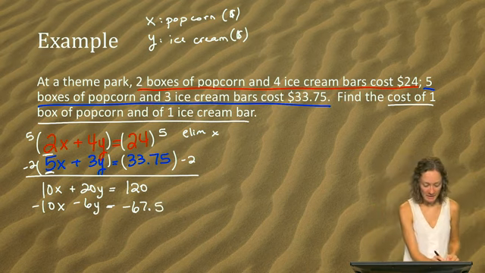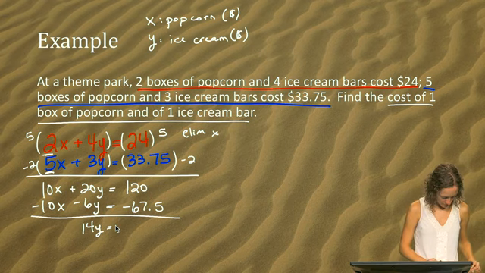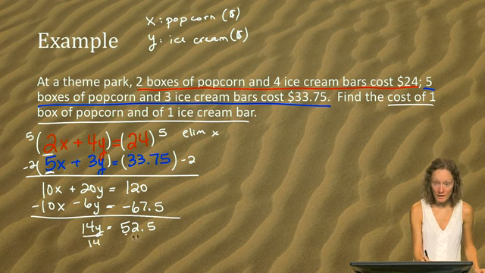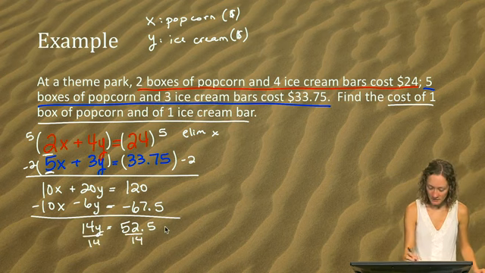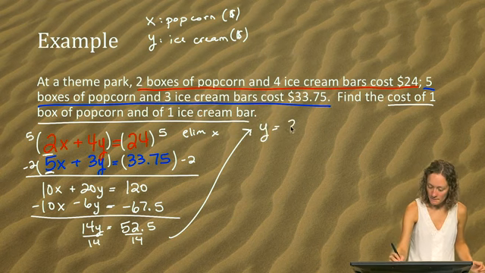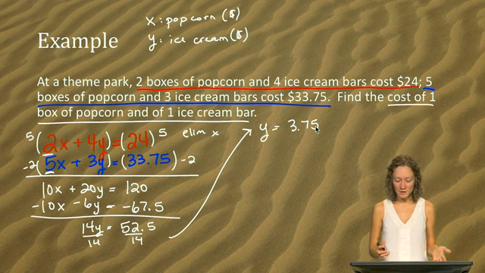Now actually eliminate. X is canceled. 20 minus 6 is 14y equals 120 minus 67.5 is 52.5. Then divide both sides by 14. We get y equals 3.75. Is this reasonable as an answer?